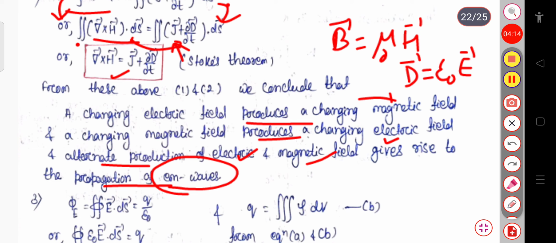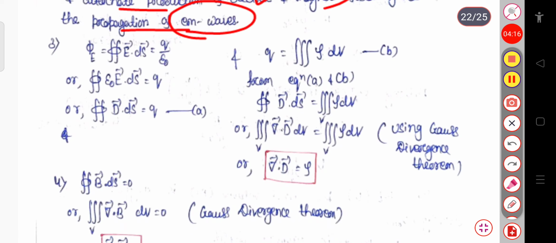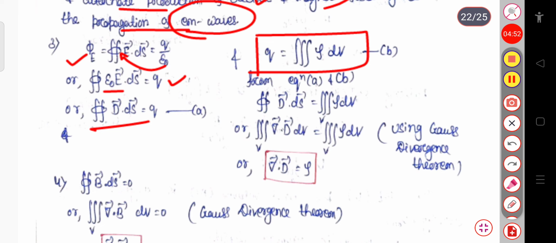Now we will see the third one. You can see here the flux can be written as the surface integral of the electric field E dot ds. And also this flux equals total charge q divided by epsilon naught, according to Gauss's law. So if I multiply by epsilon naught, this will be epsilon naught E dot ds, which is equal to q. This epsilon naught E is nothing but the displacement vector D. So this will be the surface integral of D dot ds, which equals q. And here the charge can be expressed as the volume integral of rho dV. Rho is the volume charge density.